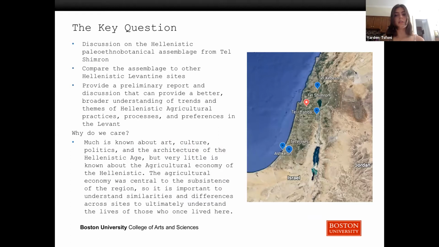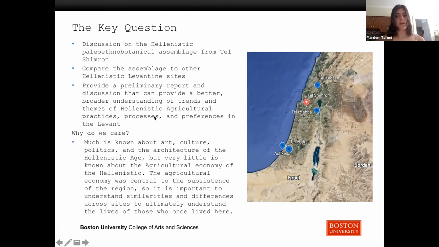And then I'll be comparing the results to other Hellenistic sites in the Levant, such as Tel Kedish, Tel Estaba, Tel Uhesi, and Ashkelon. And then this in turn will provide a preliminary report and discussion that will provide a better, broader understanding of trends and themes in regard to Hellenistic agricultural practices, processes, and preferences in the Levant.